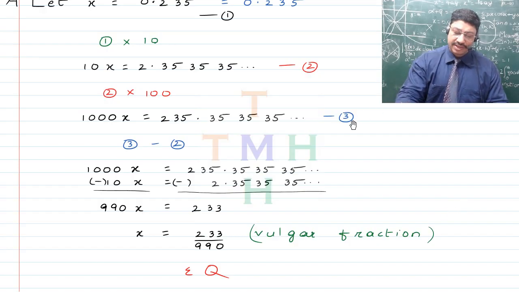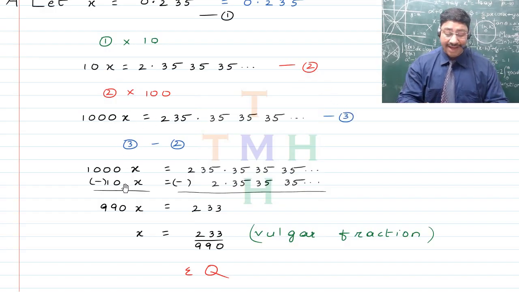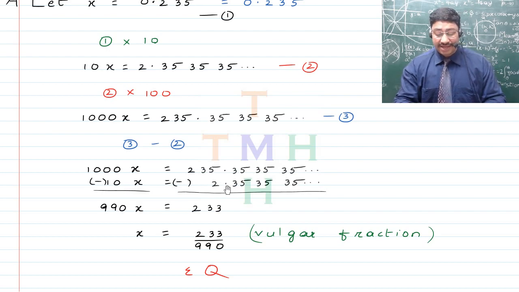So here now what we do is, if from the third equation we subtract the second equation, we will get on the left hand side 1000x, from which 10x is going to be subtracted, and on the right hand side we will have 235.353535 and so on up to infinity, from which 2.353535 is going to be subtracted.